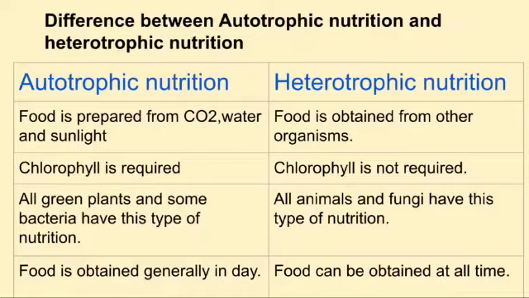In the autotrophic mode, chlorophyll is required, but in the heterotrophic mode chlorophyll is not required. In autotrophs, all green plants and some bacteria have this type of nutrition, and in heterotrophs, all animals and fungi have this type of nutrition. Food is generally obtained in the daytime in autotrophs, but in heterotrophs food does not have any particular time. Food can be easily obtained at all times, right?